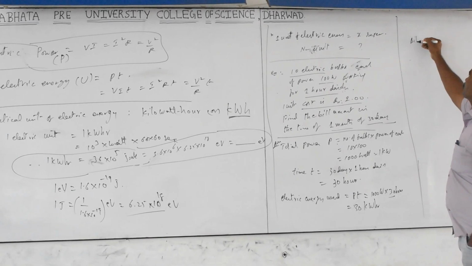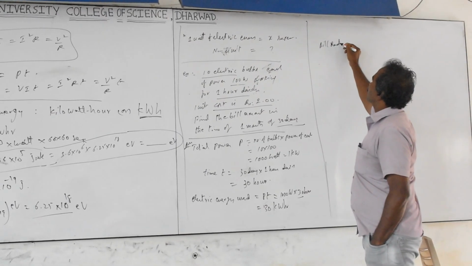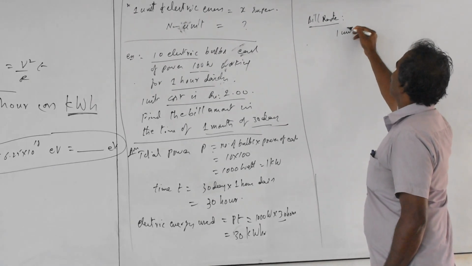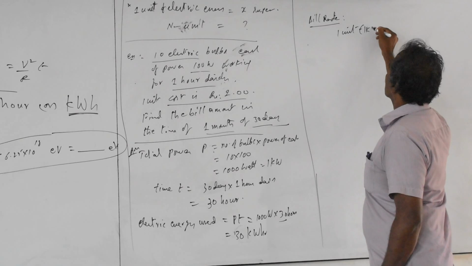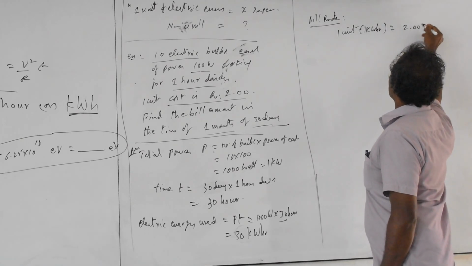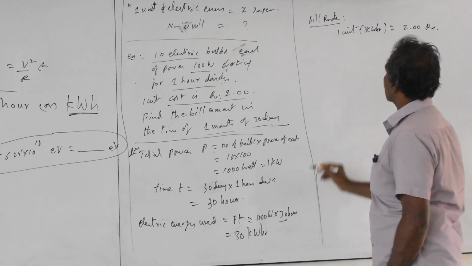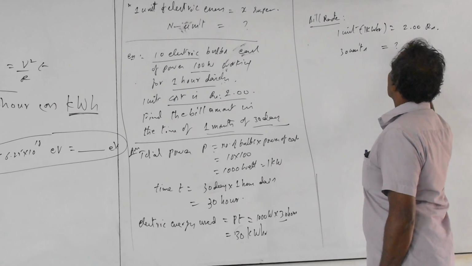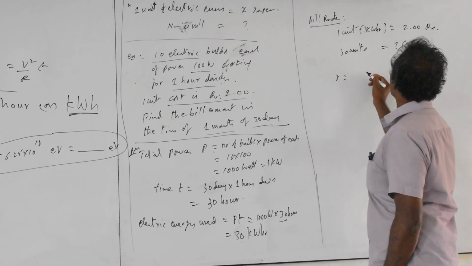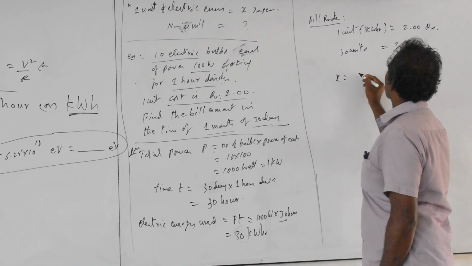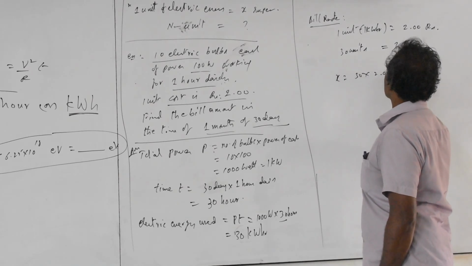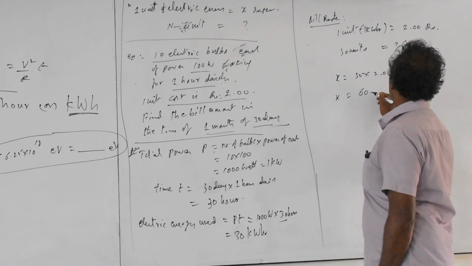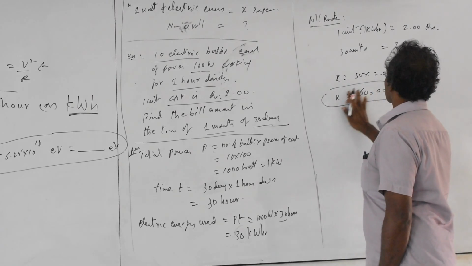Bill rate is given as 1 unit. 1 electrical unit, that means 1 kilowatt hour, is equal to 2 rupees. So how many units did we get? 30 kilowatt hours, 30 units, equal to how much? Take it as x and cross multiply. So we get x equal to 30 times 2 rupees, which is equal to 60 rupees.